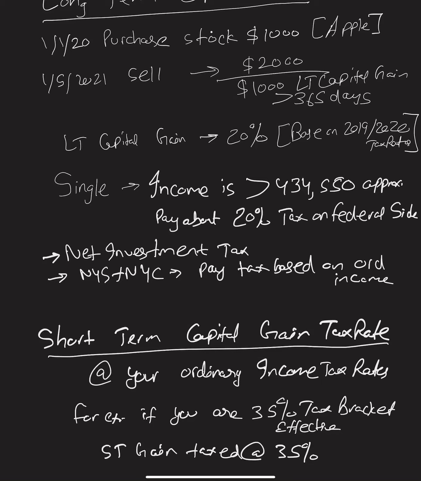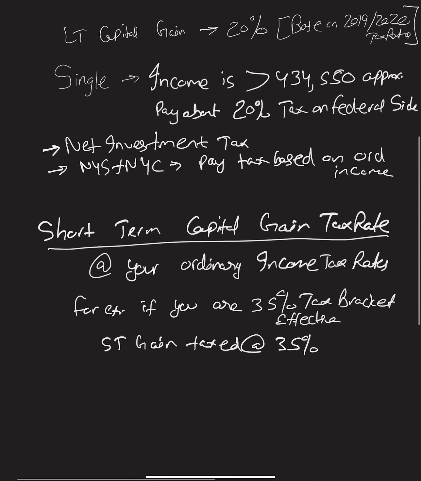So as you can see in this example, you are paying much higher taxes if you are at the high effective tax rates. You will be paying more tax on the short term capital gains versus long term capital gains. On the state and city level, it doesn't matter if it's short term or long term. State and city, you still pay based on your ordinary income tax rates.